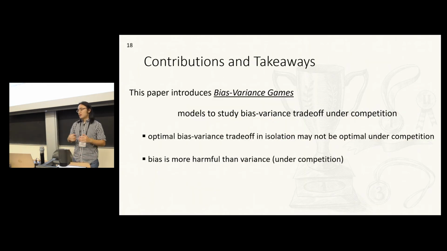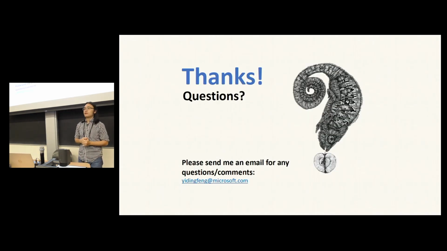And just a quick summary. In this paper, we try to understand how the Bias-Variance trade-off behaves under competition. To do so, we introduce 2 versions of Bias-Variance schemes. One is more complicated, close to practice, and one is more stylized. What we observe is that the optimal Bias-Variance trade-off in isolation may no longer be optimal under competition. Generally speaking, bias is more harmful than variance. In other words, if you acknowledge that you are using a prediction algorithm under competition, it may be more reasonable for you to further tune down your tuning parameter. And that's all for my talk. Thank you for listening.